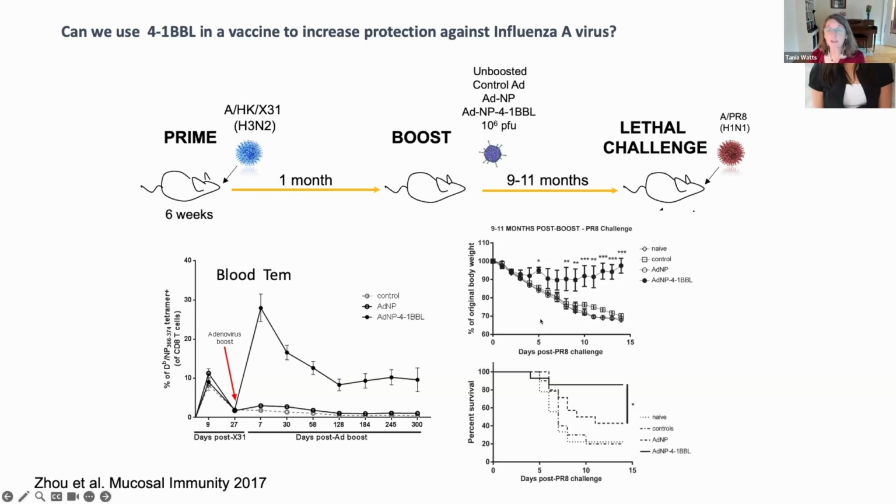And when we challenged these mice, remember I told you that the response to flu is protective only a few months, maybe 3 months under these conditions. And now we could wait 9 to 11 months. And the ones that had cleared the infection or only been boosted by NP alone lost weight and succumbed, whereas these ones that had had 4-1BB ligand were protected.